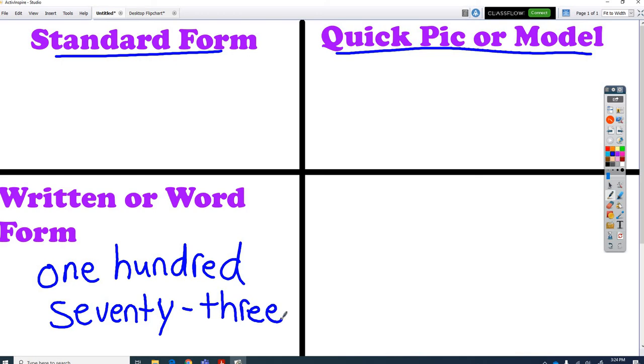There you go. Here's your written or your word form. You tell me standard form and a quick picture or a model for this number. Go ahead and do it on your board or your paper or whatever you have. Pause the video.